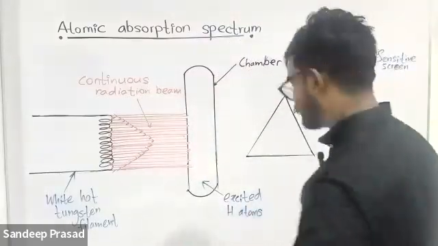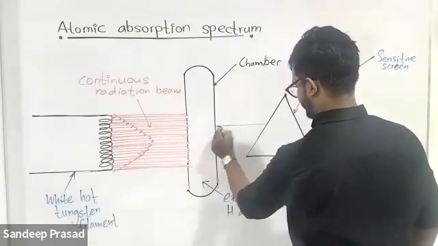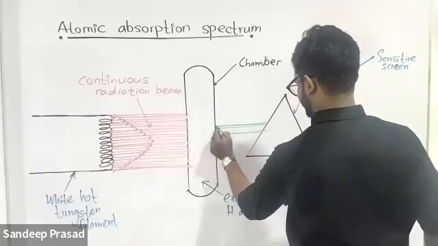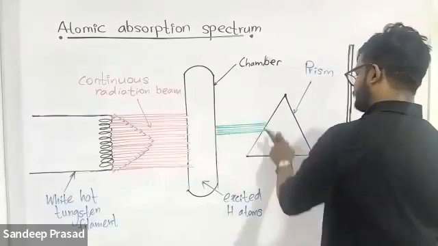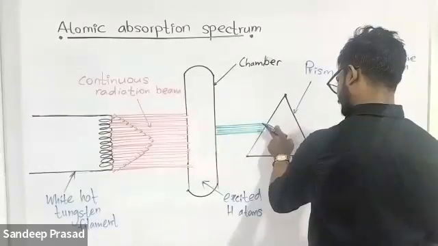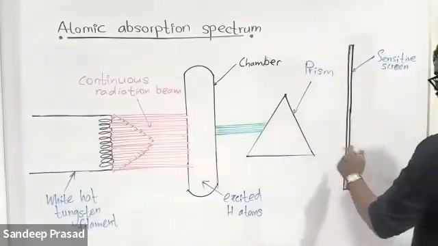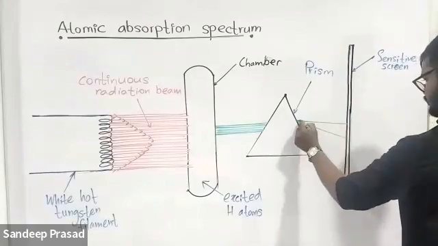Now, from the chamber, some of the energy radiations are emitted. Another set of energy radiations. And here we can gather that in this way.